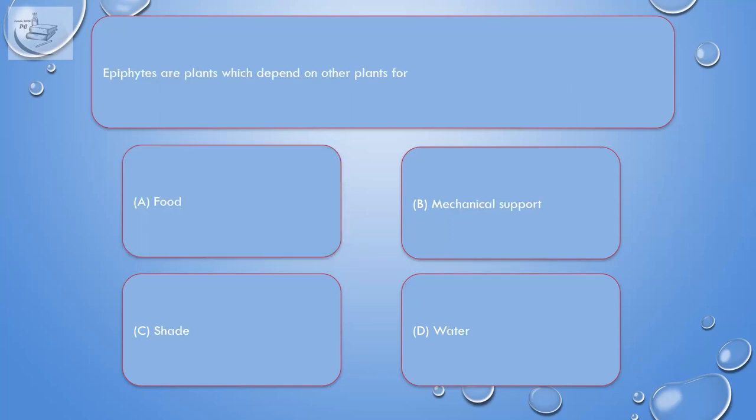Question: Epiphytes are plants which depend on other plants for A. Food, B. Mechanical support, C. Shade, D. Water. Correct answer is B. Mechanical support.